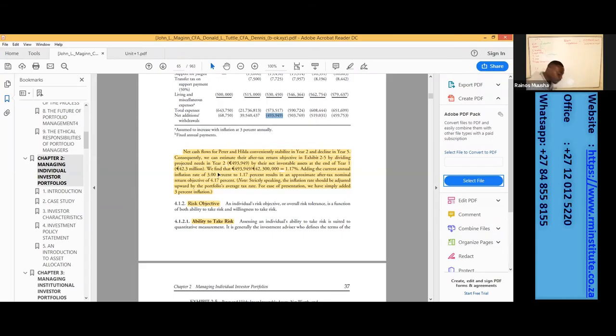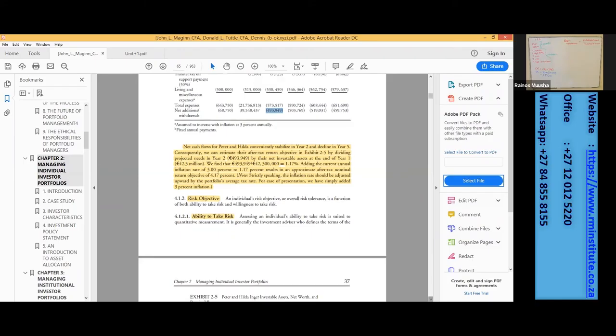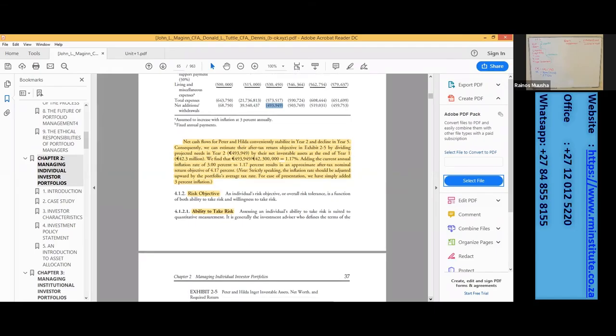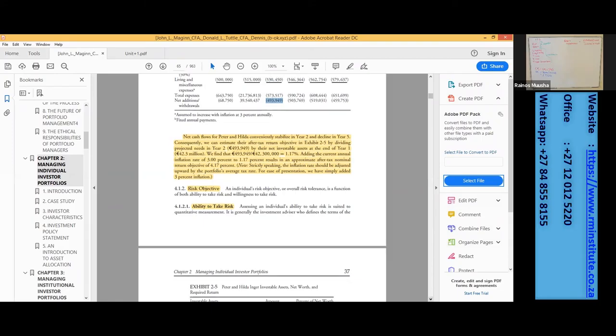Now that you have been able to estimate the return requirement, you can now go on and also look at the risk objective as well. So we have now looked at the return objective. We can now account for the risk objective. In accounting for the risk objective, remember we said that there are always two things you need to take into account: the ability to take risk and the willingness to take risk. Then you also look at the overall assessment on the overall risk rating for the particular client as well.